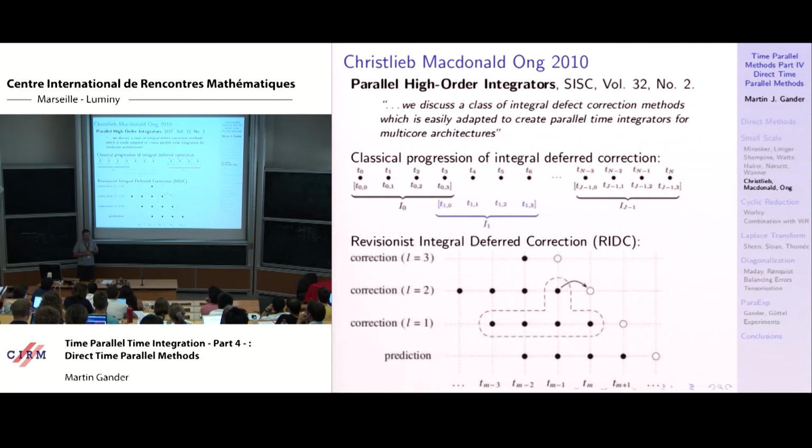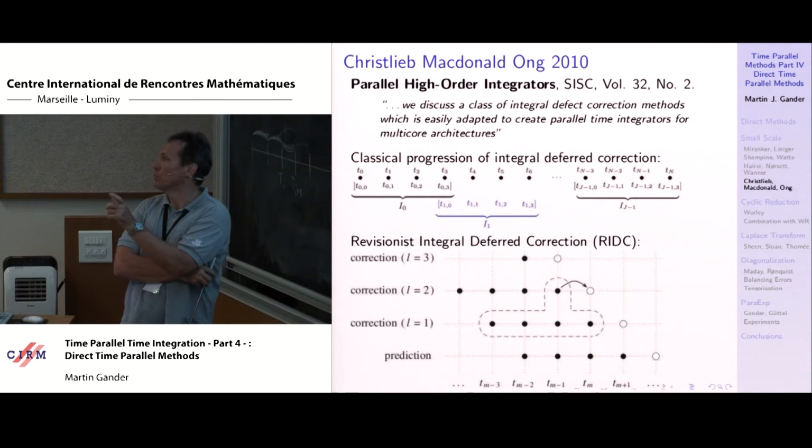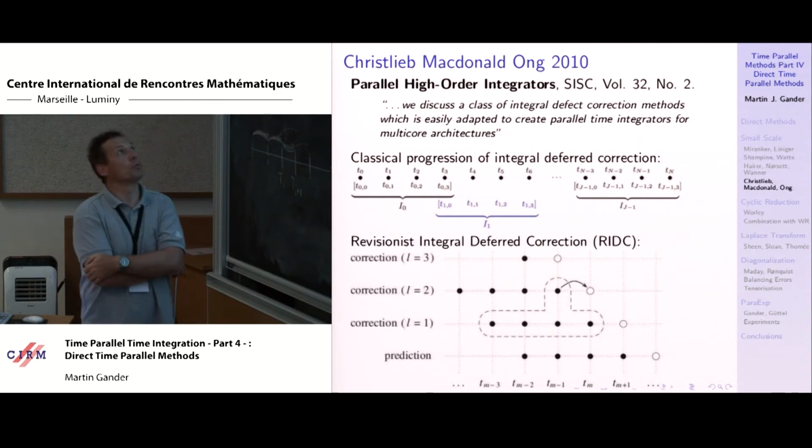Then there was a very clever method I saw by Christlieb, MacDonald, and Ong. It's based on spectral deferred correction, and that's why it was important to explain this in detail in the previous lecture. So we discussed a class of integral deferred correction methods which is easily adapted to create parallel time integrators for multi-core architectures. So you see, again, it's small-scale parallelism: 4-core, 8-core, not more.